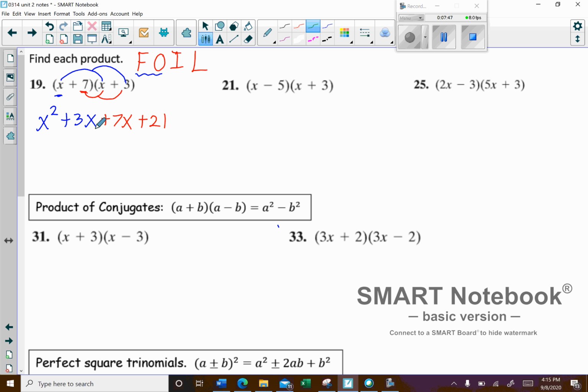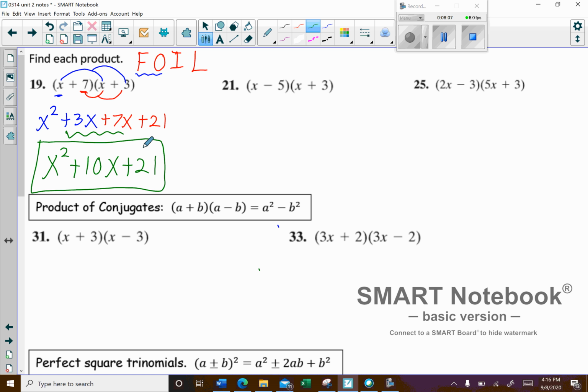And then not all the time, but most of the time, these are going to end up being like terms in the middle. So we can go ahead and combine those. So we're going to have x squared plus 10x plus 21, and that is our answer right there. So that's kind of interesting. It looks very different from where we started, right?